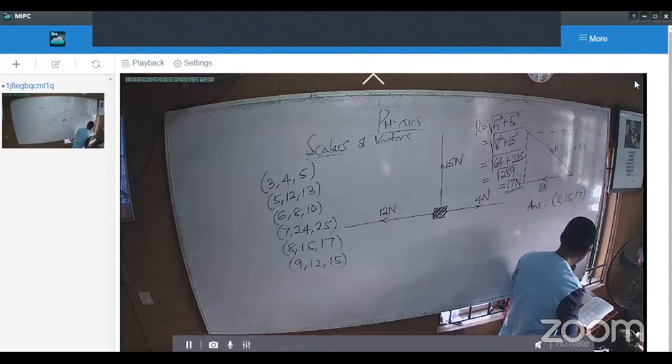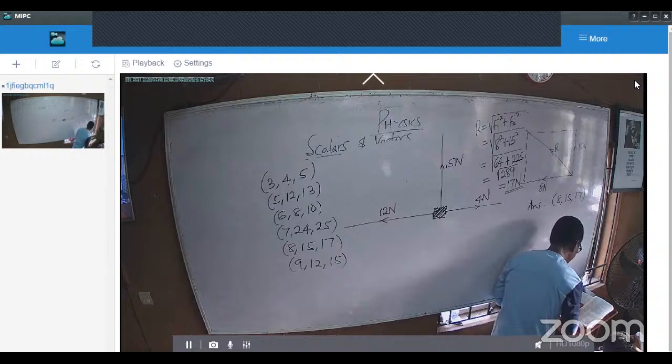Two cars, S and Y, traveling in opposite directions along the same highway at uniform velocities. 110 kilometers per hour.